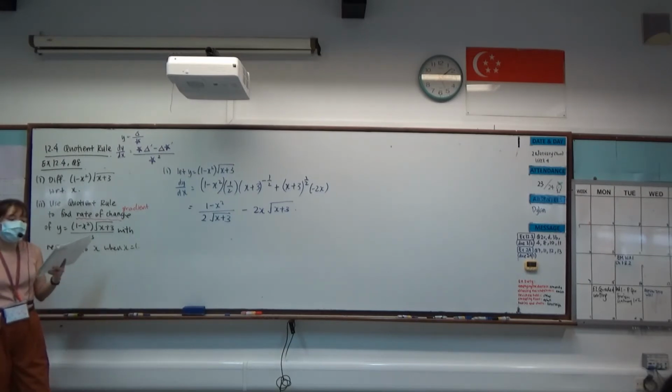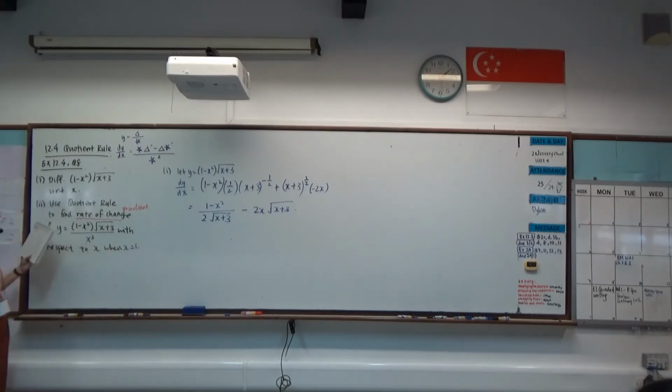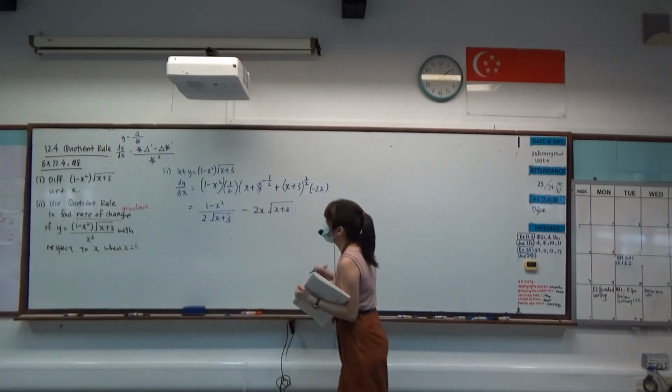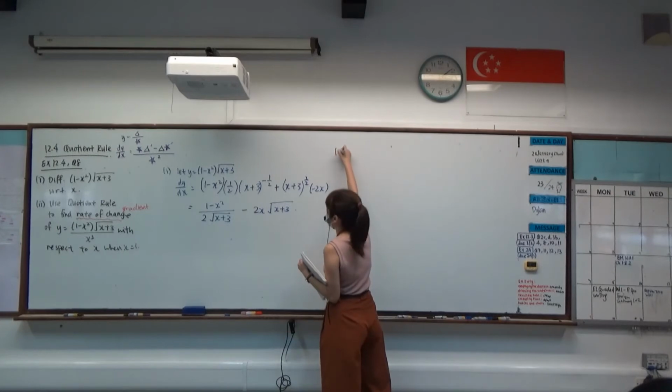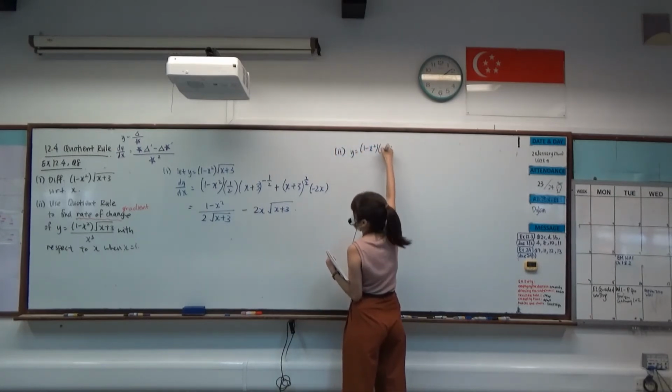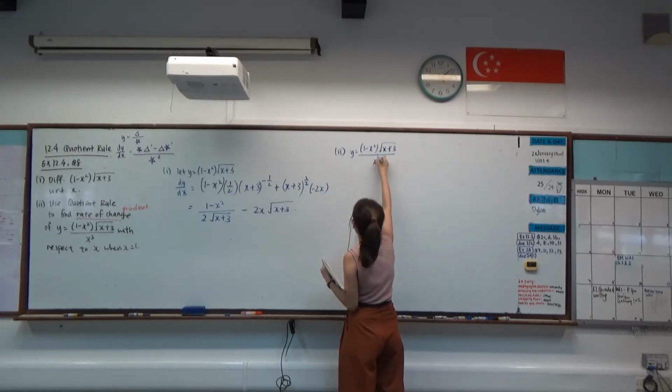This tidier version is helpful when we want to do part 2, where we want to find the gradient when y is equals to this, with respect to x, when x is equals to 1. So if I want to use my product rule in part 2, let me just write it out first. Square root x plus 3 over x cubed.